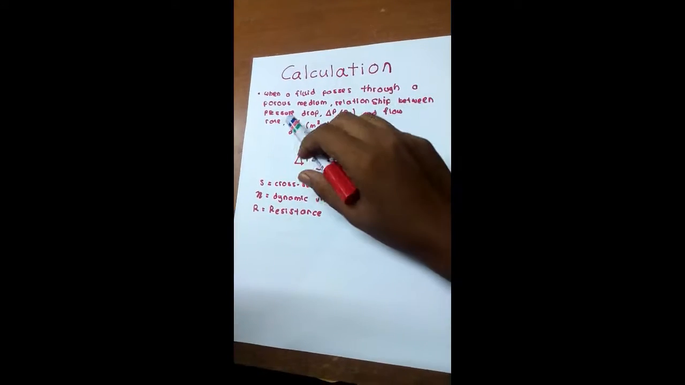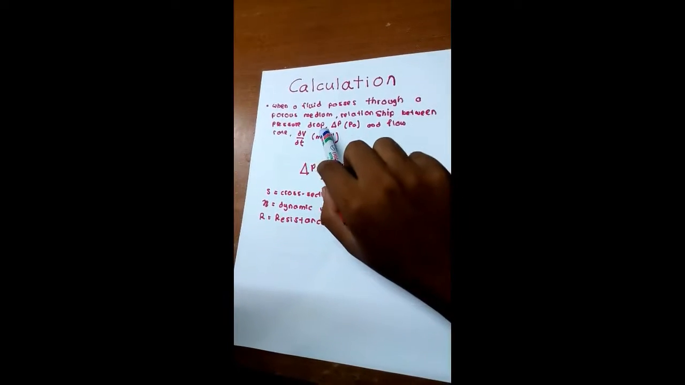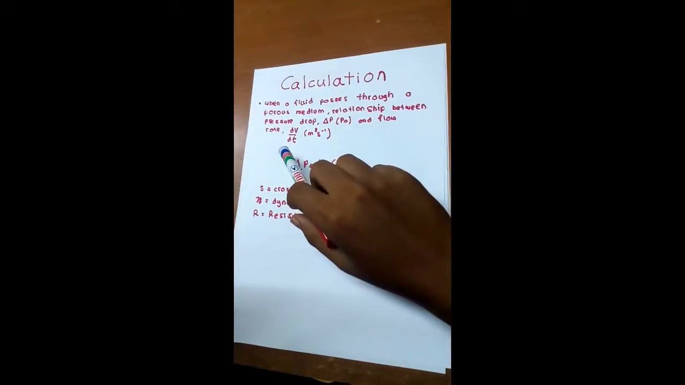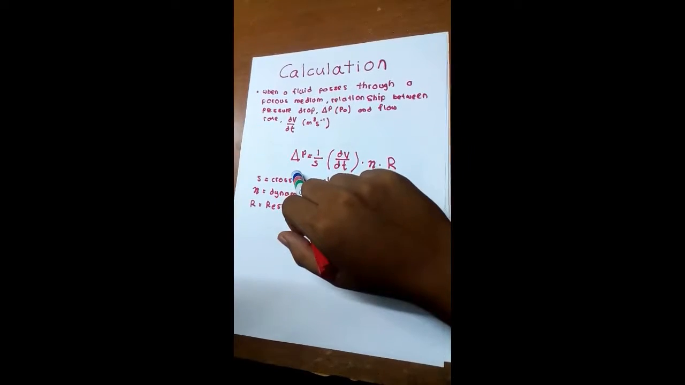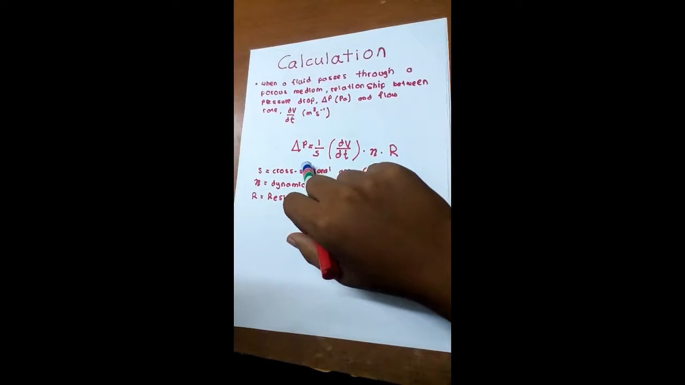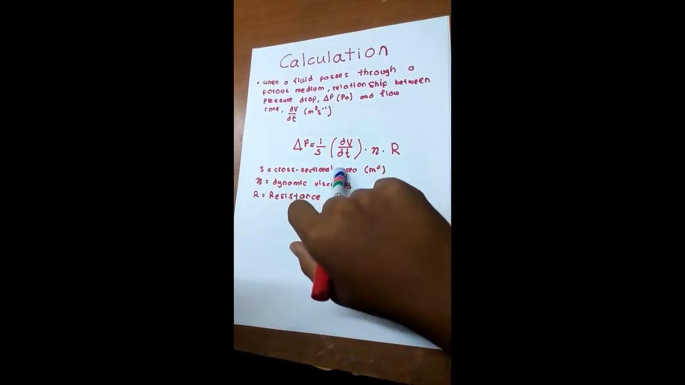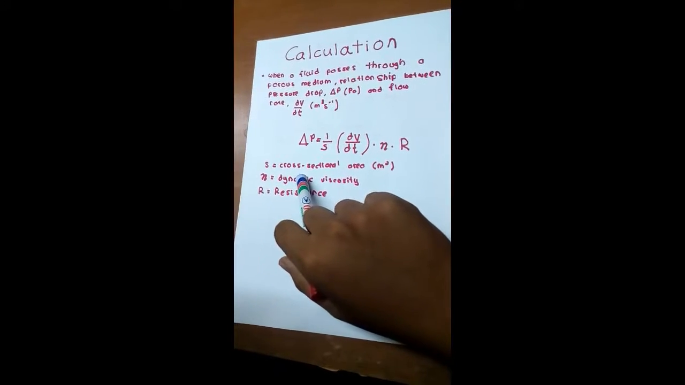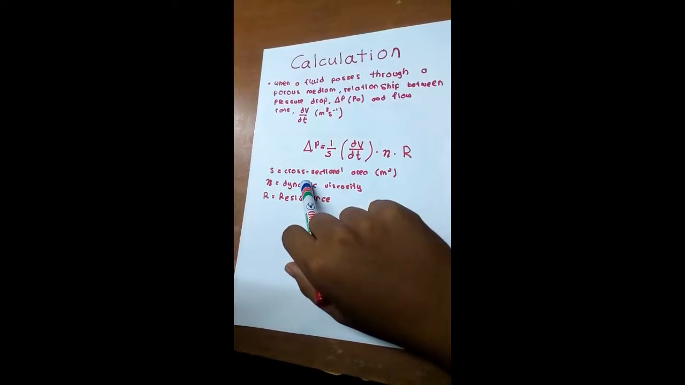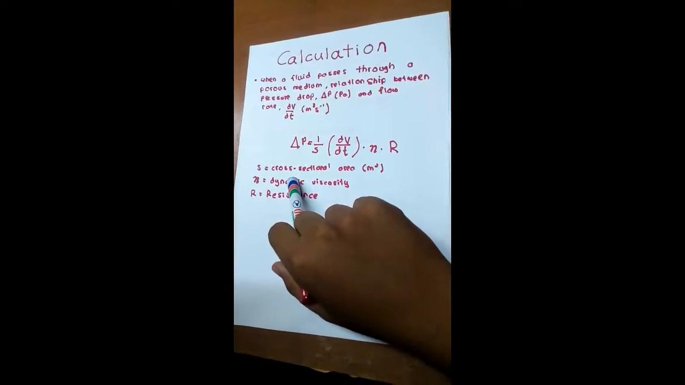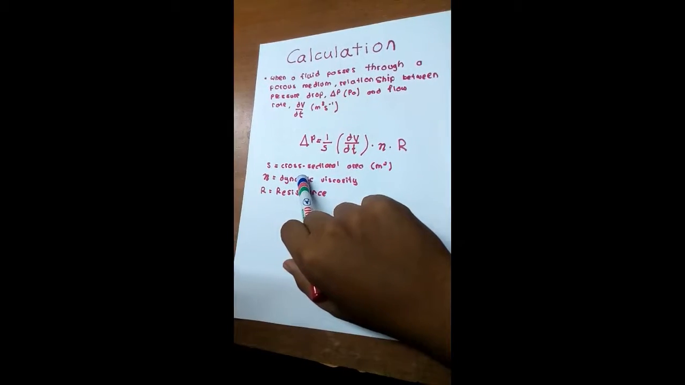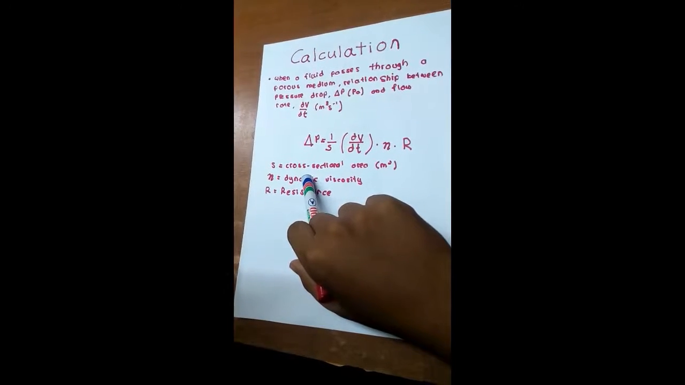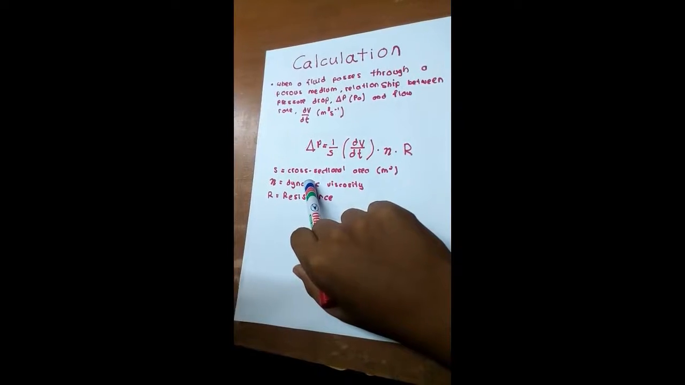main filtering medium. When a fluid passes through a porous medium, there is a relationship between pressure drop delta P and flow rate dV over dt. So this is the general formula, which is delta P equals 1 over S times dV over dt times mu and R, where S is the cross-sectional area in the unit meter squared, mu is the dynamic viscosity of the fluid in the unit Pascal second, and R is the flow resistance, which is in meter to the power of -1.